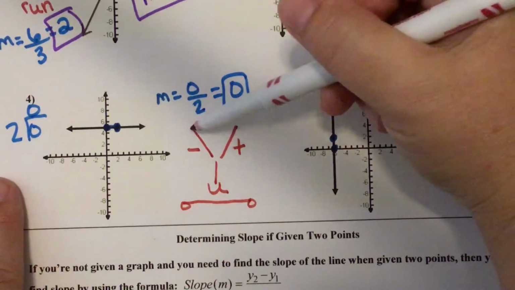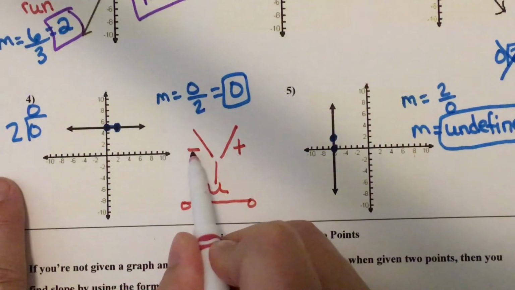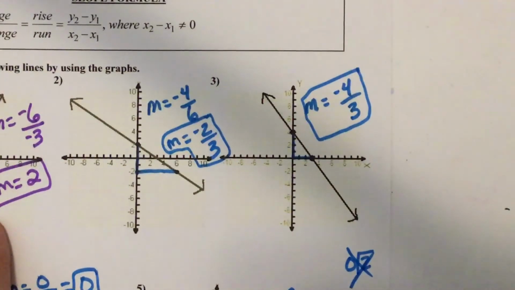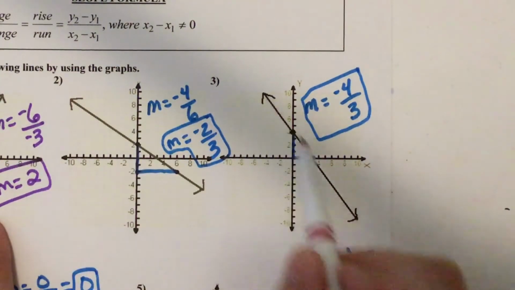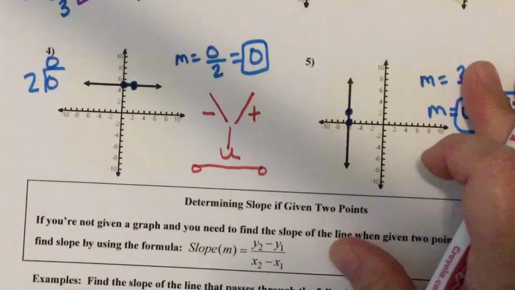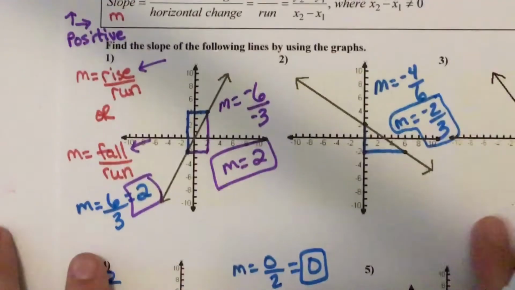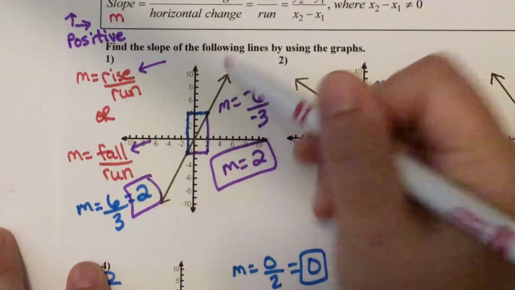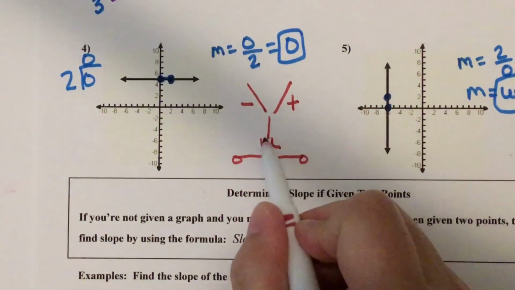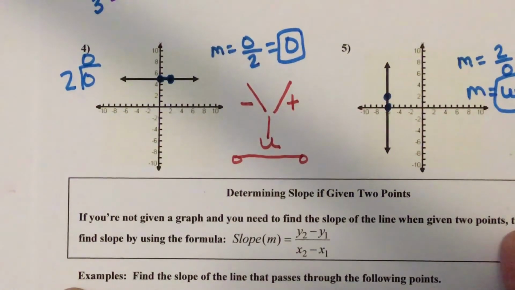So if you ever see a line going downhill from left to right, the slope needs to be negative when you're done. Like number 2 and number 3, they went downhill from left to right. And do you see how our slope was negative when we were done? But if a line goes uphill from left to right, it needs to be positive slope. So see this one is going uphill from left to right, and sure enough, our slope is positive. And then vertical lines are undefined, and horizontal lines, the slope is 0.